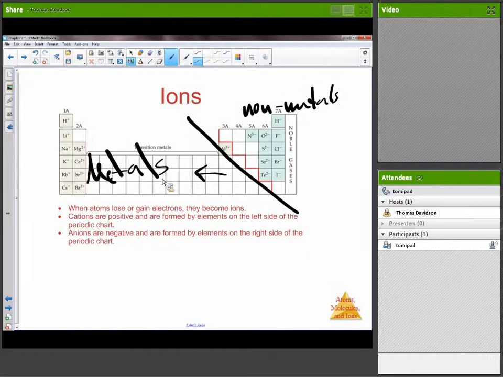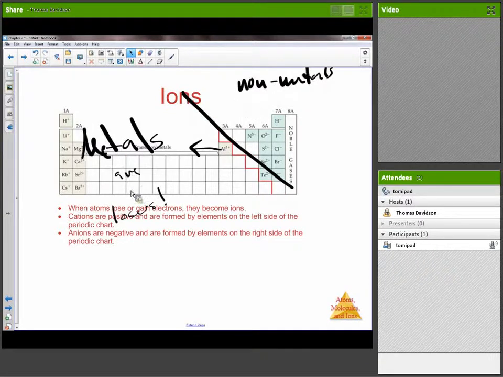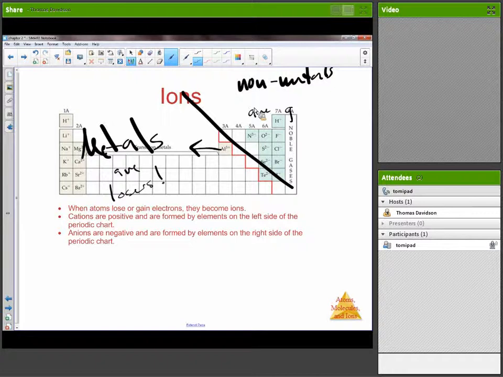Now, I want you to add something. Metals are losers. If you can memorize that for your whole life, just that metals are losers, then you'll be halfway through the battle of memorizing this. Nonmetals are gainers or stealers. That says stealers, not stakers. Whatever.